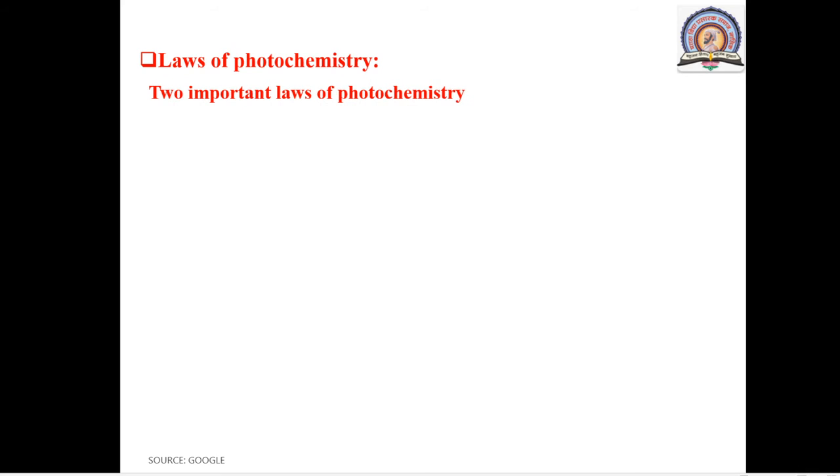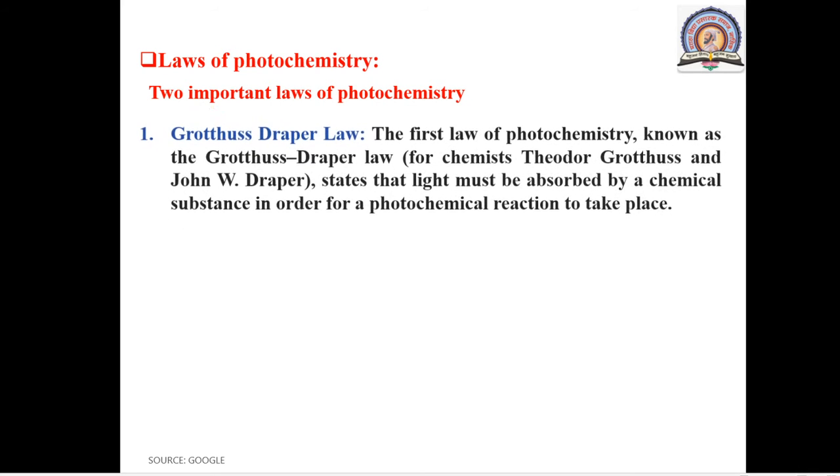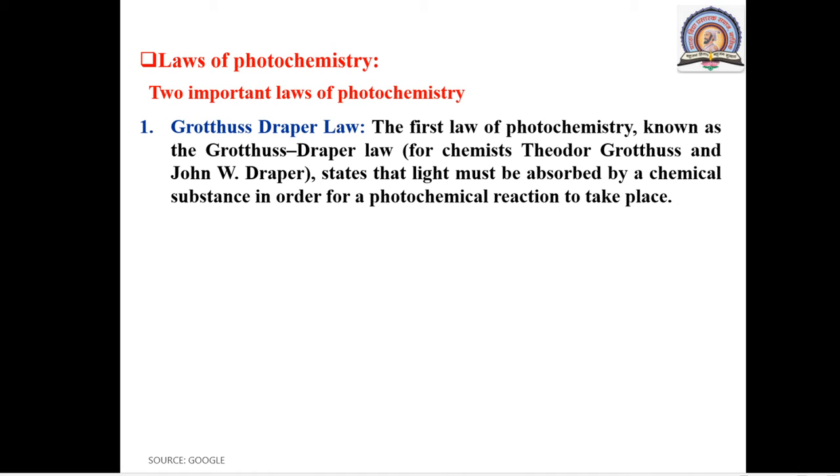So let's see the laws of photochemistry. There are two important laws of photochemistry, Grotthus-Draper's law and Einstein law. Grotthus-Draper's law is also known as the first law of photochemistry, which states that light must be absorbed by a chemical substance in order for a photochemical reaction to take place. I again repeat, Grotthus-Draper's law states that light must be absorbed by a chemical substance in order for a photochemical reaction to take place.